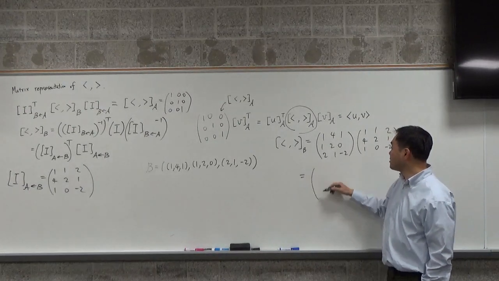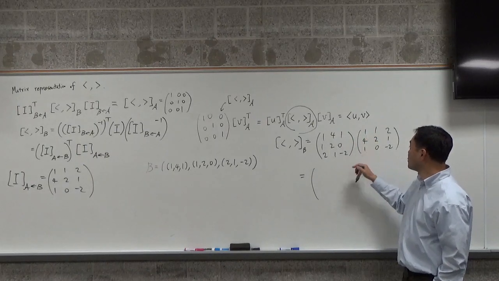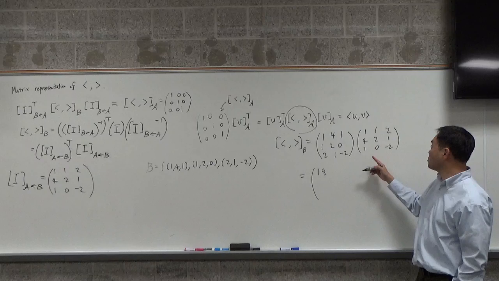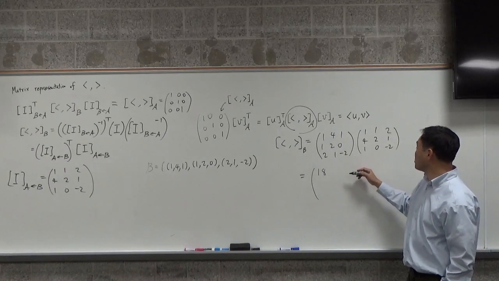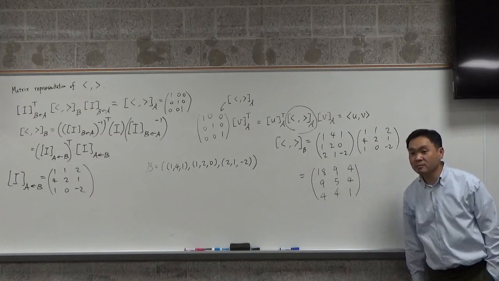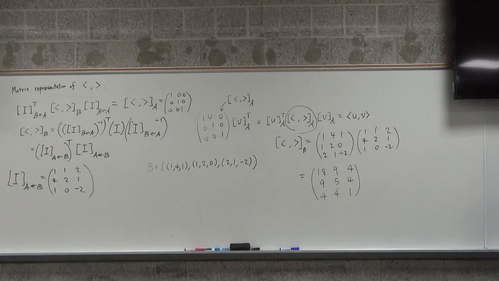And if you do this, 1, 4, 1 times 1, 4, 1 is 18. 1, 4, 1 times 1, 2, 0 would be 1 plus 8, that's 9. 1, 4, 1 times the next one. Okay? So that's what you get.